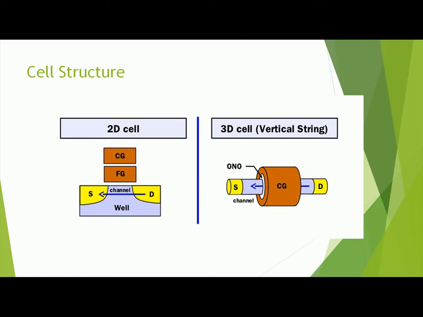Now this is the cell structure of a 2D cell and a 3D cell. The 2D cell has a floating gate which is used for storing the electron charge. On the other hand, a 3D cell has an ONO, oxide-nitride-oxide, that uses charge trap technology, and it is also called an all-around gate because the control gate surrounds the entire channel from all sides.